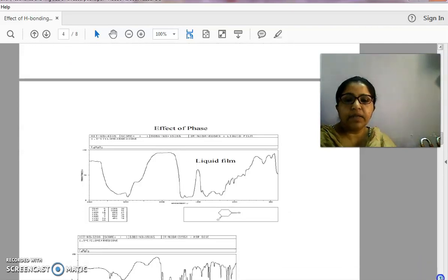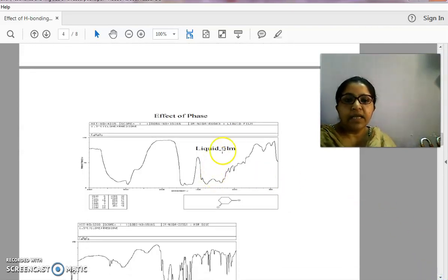Let us take this particular example here. It is a liquid phase, a liquid film study. A liquid film is a very thin layer of a liquid phase molecule, so it has been taken in the liquid phase. Here you see it has two ketonic groups, and ketones always go for enol-keto tautomerism. So this enol form has an OH group.